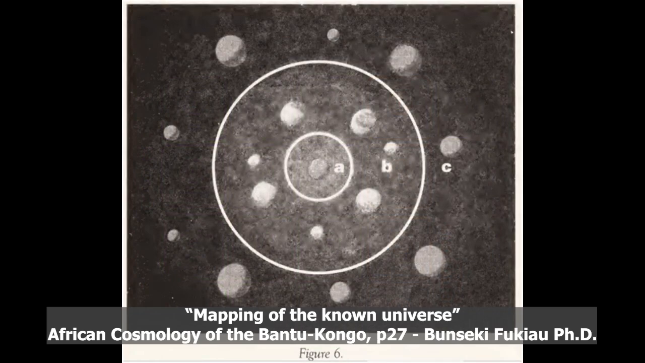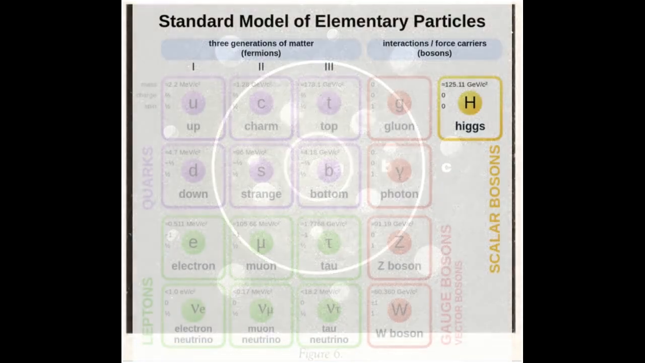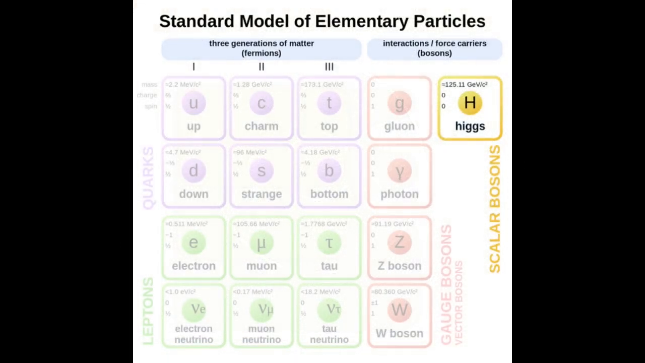On page 27 of Professor Fu-Kiau's book, African Cosmology of the Bantu-Kongo, there is an illustration referenced as the Bantu-Kongo mapping of the universe. In this figure, which resembles the depiction of a solar system, there are 3 visible orbits, labeled A, B, and C, and a total of 17 spheres depicted. Whereas with the Bantu-Kongo depiction there is a particle in the center, the standard model chart has the Higgs boson kind of off to the side. This makes sense when you consider it was observed last by modern physicists, and it has some unique properties in comparison to the other particles.